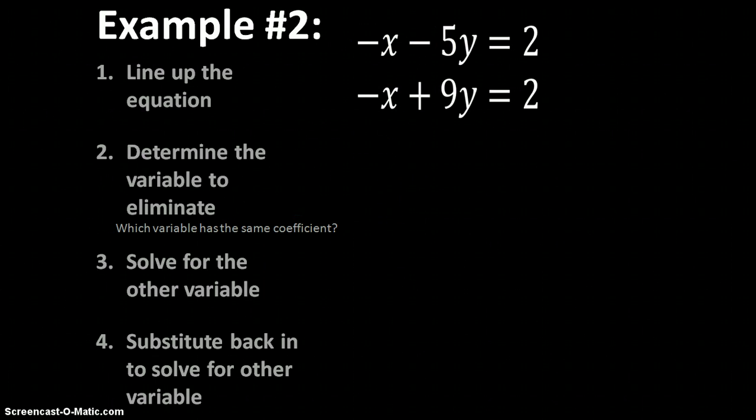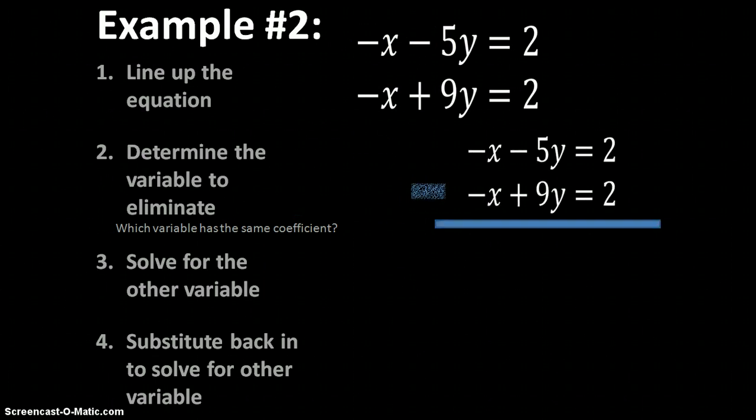In order to eliminate the x's, they're both negatives, so in order to cause it to be 0, we are going to subtract the two, because negative 1 minus negative 1 does give me 0. So if I subtract the rest of the problem, negative 5 minus a positive 9 is going to give us negative 14, and then 2 minus 2 is 0. Then I want to get y by itself, so I divide by negative 14 on both sides, and I get y equals 0.